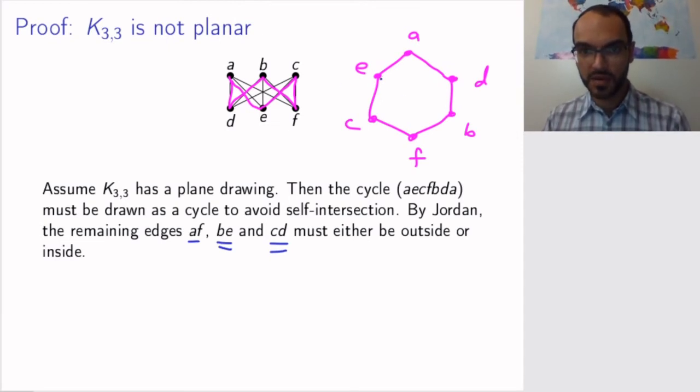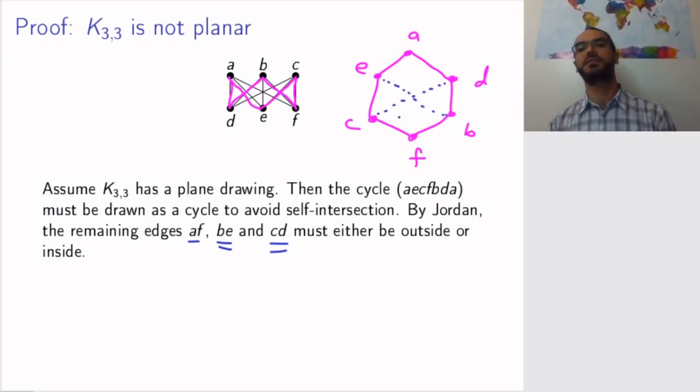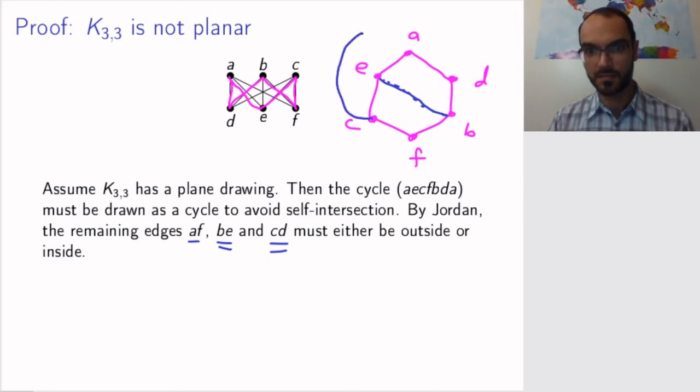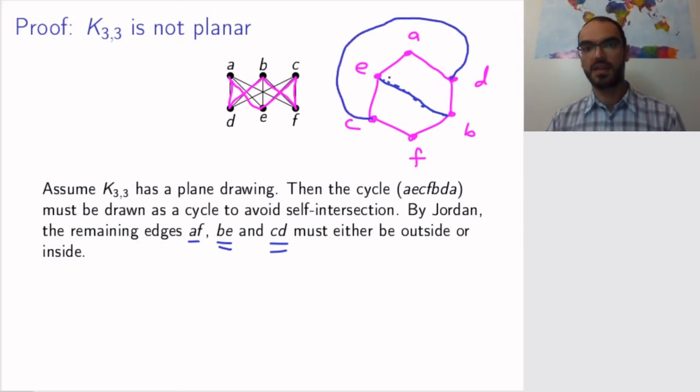So BE would go here if I draw it inside, and CD would go here. So I can't draw both inside. And you can check that if you draw both outside, then they will also cross in the same way that the edges of K5 did. So let's draw one of them inside and one of them outside. So maybe let's have BE on the inside and then CD on the outside. And now you can see that any attempt to draw EB on the outside would intersect my CD.